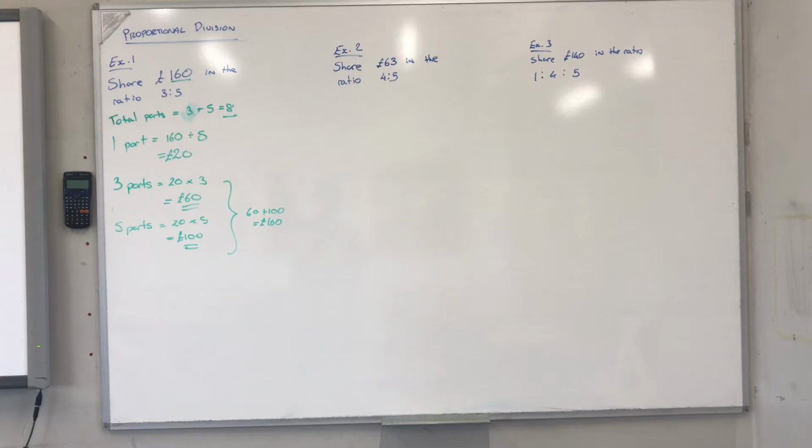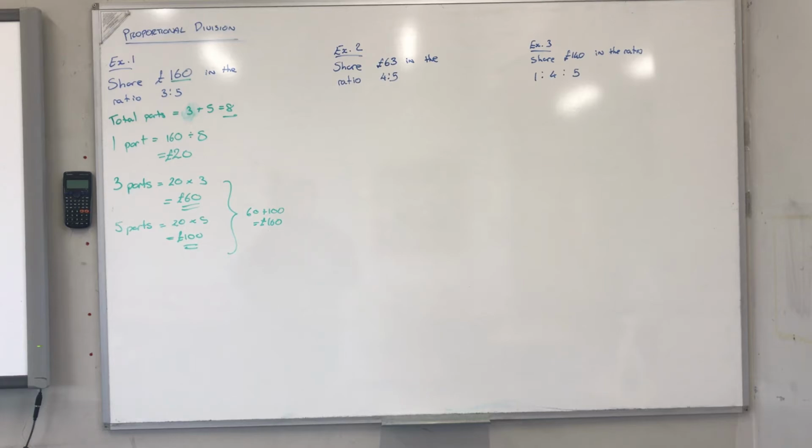All I've done on the right there is I've checked my answer, because if you've done it correctly, you should get back to your initial answer if you add them. 60 plus 100 is 160. So you've done it right. It's a really easy way of checking your answer. You don't need to do that, but it's a way of making sure that you've done it right.